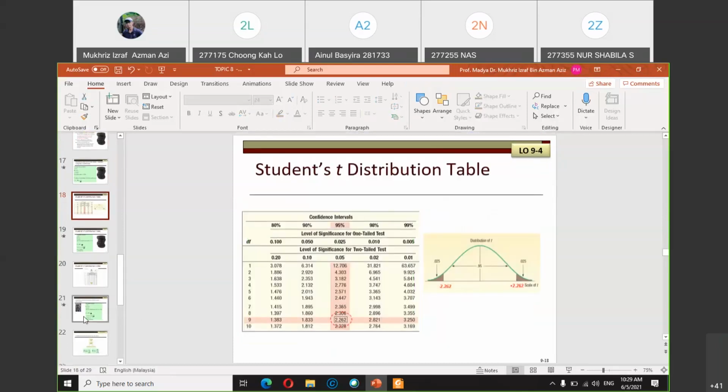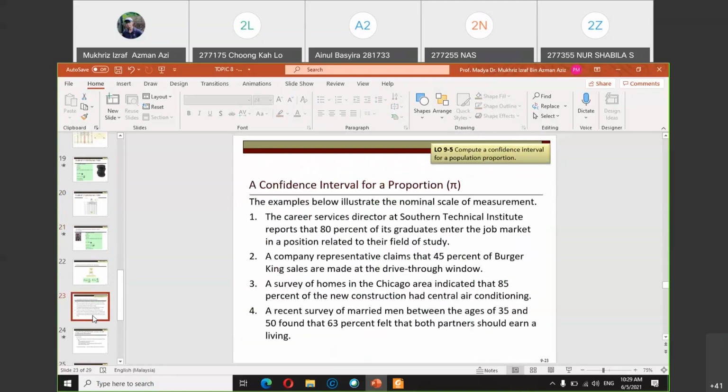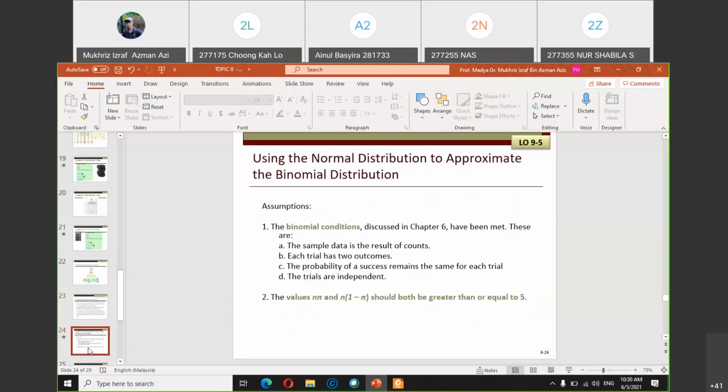But when it involves proportion, the information is very simple, meaning you don't have all three pieces of information mentioned just now: the sample size, the X bar, and the sample standard deviation. What you have is just this proportion. For example, 80% of graduates enter the job market, or 45% of Burger King sales are made through the drive-through. So let's go through one example here.